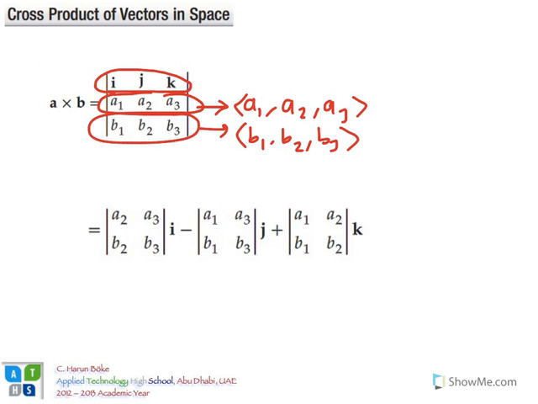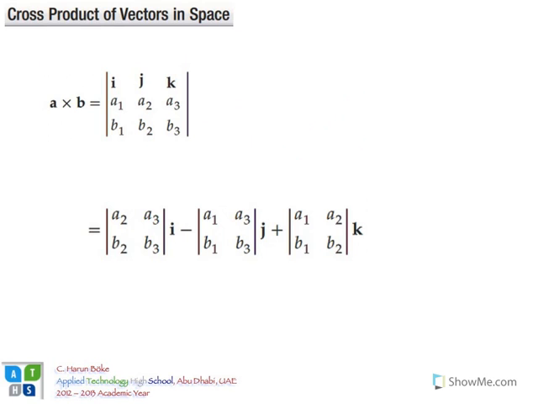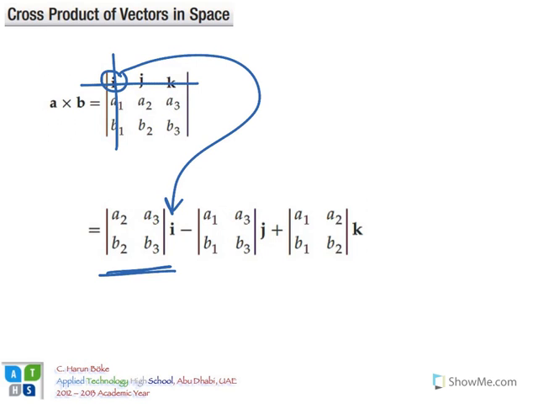So what we get as a calculation is 2 by 2 matrices multiplied by the unit vectors. Now let's see how. Let's clean this part first. Now the first 2 by 2 matrix comes from the cancellation of this row and column, and the intersection is I, so we write it here, and the remaining part becomes my 2 by 2 determinant.